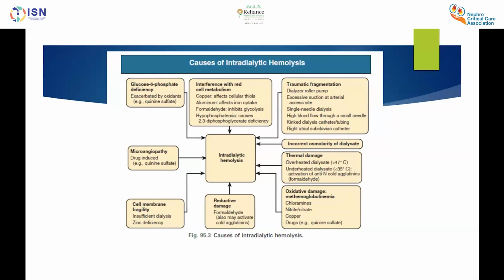So the causes of hemolysis, in this table form, you can see: traumatic fragmentation, incorrect osmolarity of the dialysate, thermal damage by overheated or underheated dialysate temperature, oxidative damage because of methemoglobinemia, chloramines, nitrites, other drugs, reductive damage because of formaldehyde, cell membrane fragility because of insufficient dialysis or zinc deficiency, microangiopathy, G6PD deficiency, or elements that would interfere with red cell metabolism like copper, aluminum, formaldehyde, or hypophosphatemia.